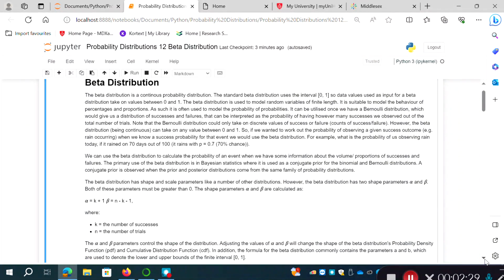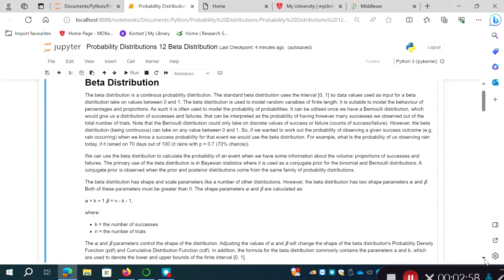The primary use of the beta distribution has been in Bayesian statistics, Bayesian data analysis, where it's used as a conjugate prior for the binomial and Bernoulli distributions. I believe it can also be used as a conjugate for the Gaussian distribution. A conjugate prior is observed when the prior and posterior distributions you obtain from your analysis come from the same family of probability distributions.